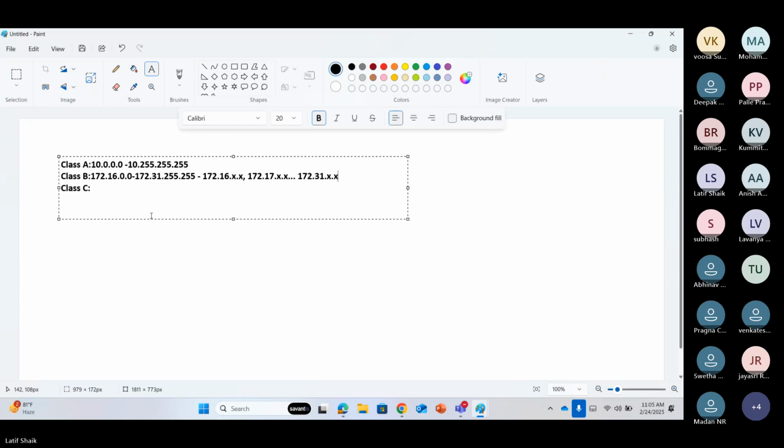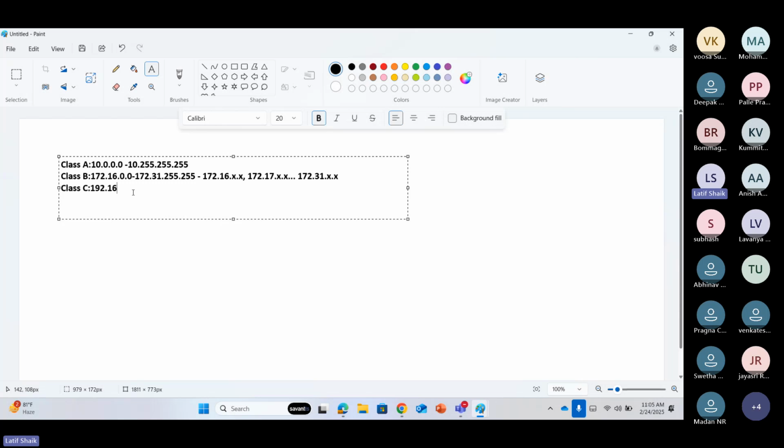It is totally 16. Count yourself: 16, 17, 18, 19, 20, 21, 22, 23, 24, 25, 26, 27, 28, 29, 30, 31. Totally 16 networks are given for private use.